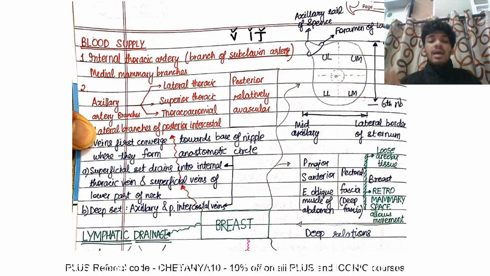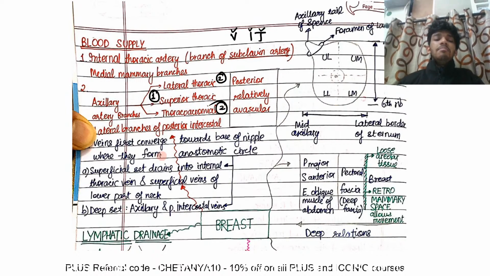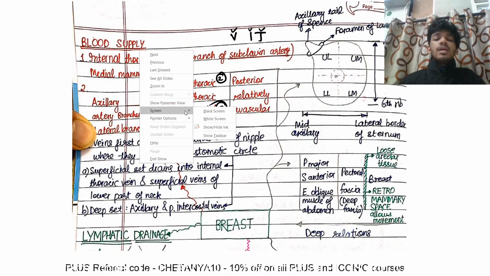Then you have the axillary artery, the artery of the upper limb coming here, right? It gives a few branches here: the superior thoracic, lateral thoracic, and thoracoacromial. So listen to me carefully. The first part of the axillary artery gives the superior thoracic artery, and the second part gives the lateral thoracic and thoracoacromial. They will give you branches towards the upper superior side and towards the lateral side. And then the posterior intercostal vessels will also give you lateral branches. So I'll just show you this in a diagram.